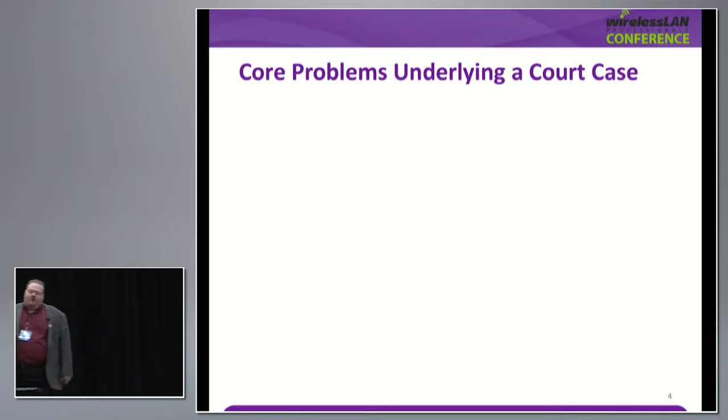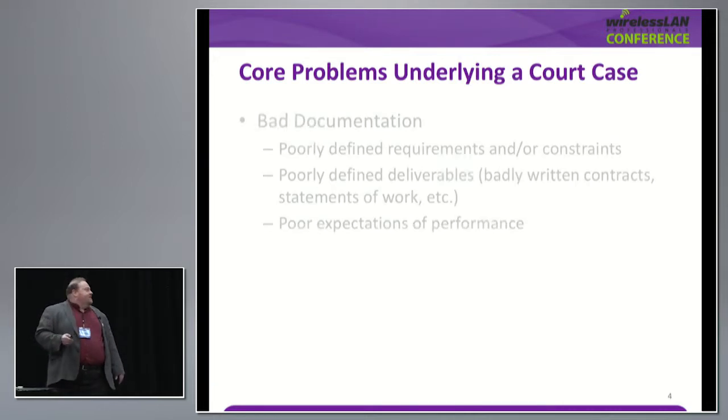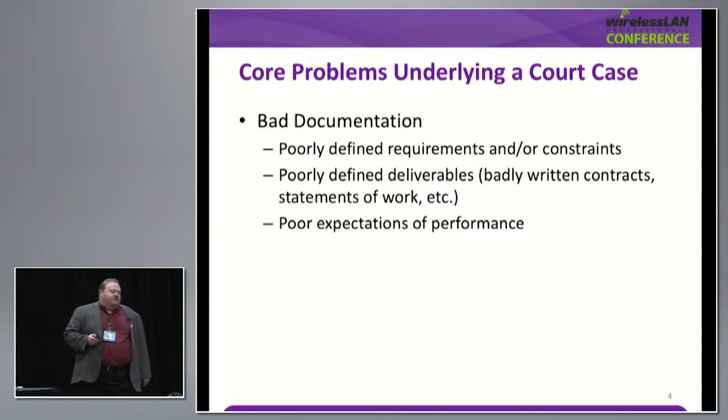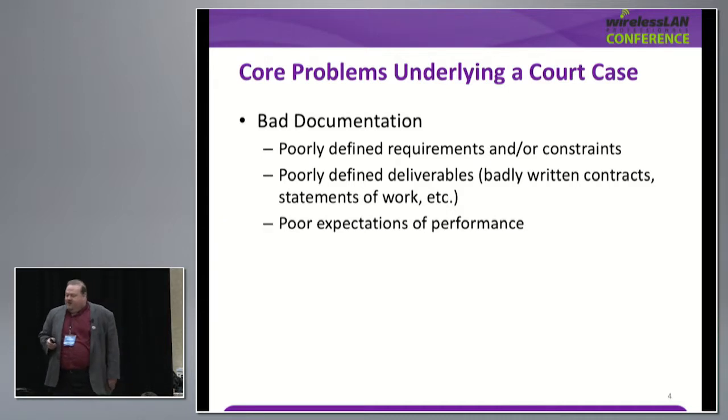So what are usually the core problems that underlie a case that's brought about a Wi-Fi network? They tend to be the same kinds of things that we encounter when troubleshooting any network. The first is bad documentation. Poorly defined requirements, poorly defined constraints, very poorly defined deliverables. In the cases that I've been involved in, the contracts and the statements of work and the RFPs were written so badly that you could basically interpret them to mean anything you want them to mean. They had no requirements whatsoever. And very poor expectations of performance.